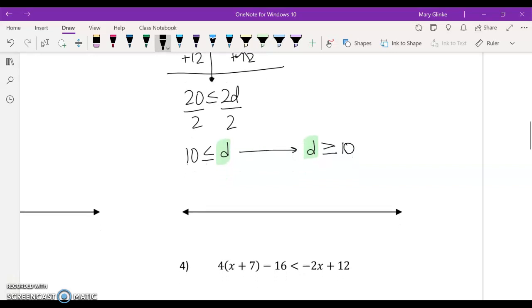The reason people sometimes switch it to the other side is because when you go to graph it, here's 10. We're going to put a nice filled-in circle at 10. And we want all of the values that are bigger than that, so everything to the right. Some people learned that whichever direction the inequality points, you shade that direction, but that only works if your variable's on the left. So just be careful with that. We want everything then to the right of 10.